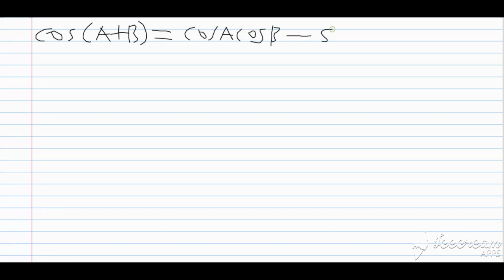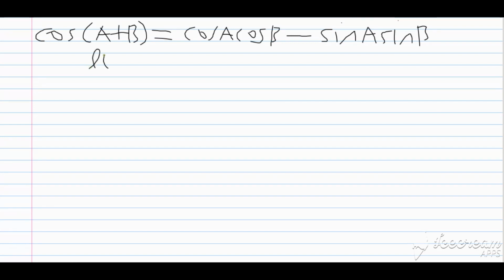Okay, let's move to the double angle formula for cosine. Once again, we start off with a compound angle formula that says the cosine of A plus B is equal to the cosine of A cosine of B minus the sine of A sine of B. And you can even pause the video and go ahead and derive this for yourself.